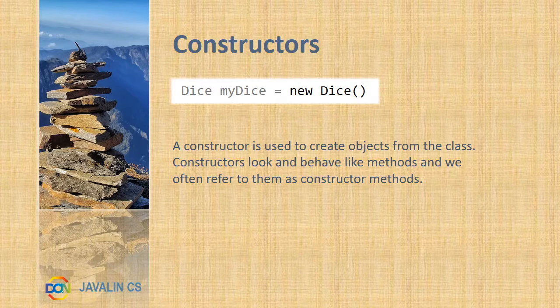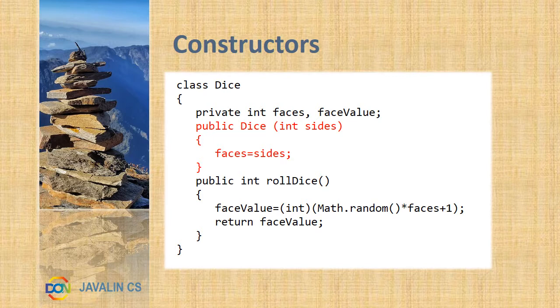So, for example, say we wanted to instantiate a dice with different numbers of sides. How would we write a constructor to do that for us? You can see the constructor shown here in red. There are a couple of things that you need to perhaps take notice of. Firstly, the name of the constructor is the same as the name of the class. That's needed. You'll also notice that unlike other methods, there's no return type.